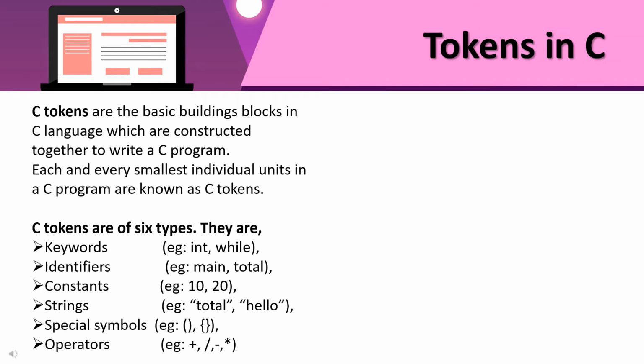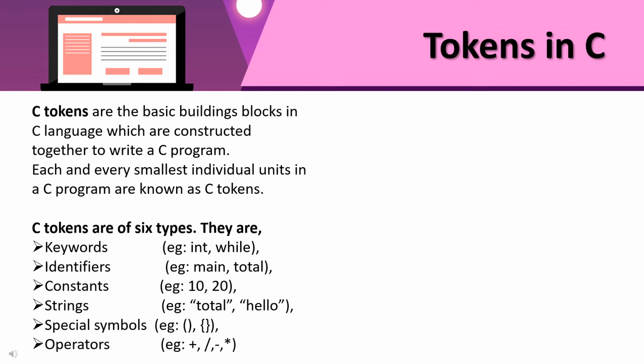Now, what are constants? A constant is a value assigned to a variable which will remain the same throughout the program. That is, the constant value cannot be changed. They are like 10, 20, any number. Now comes the string. Strings in C are always represented as an array of characters having a null character, that is \0, at the end of the string. This null character denotes the end of the string. Strings in C are enclosed within double quotes, while characters are enclosed within single quotes. The size of a string is the number of characters that the string contains, like total, hello, etc.